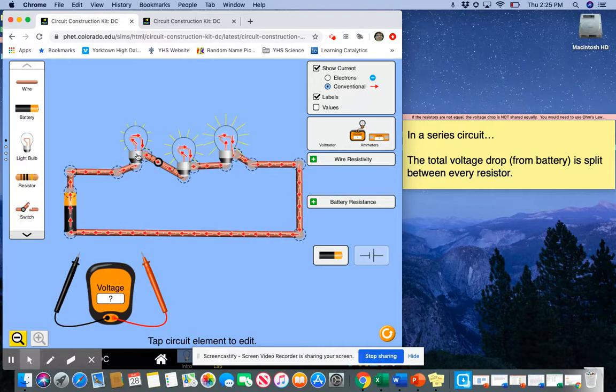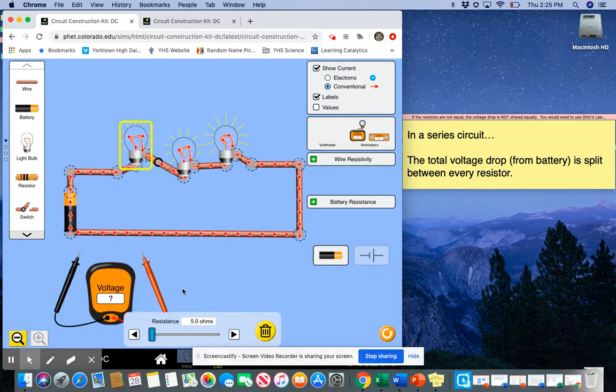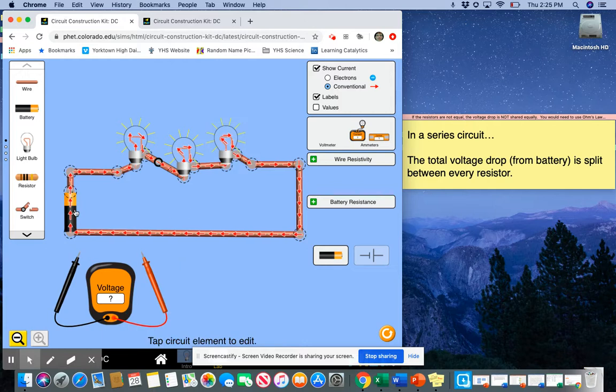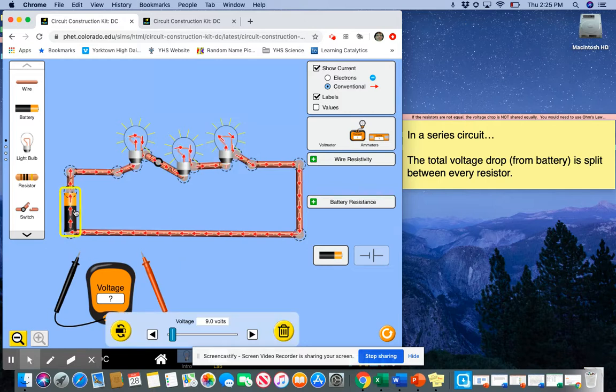So the first question is, what happens to voltage drop in a series circuit? We have three light bulbs here. I'm going to first make them all have the same resistance of 10 ohms, so 10, 10, and 10, as you see on the bottom. So we have the same resistance. We have a 9-volt battery. So what happens to that 9 volts?